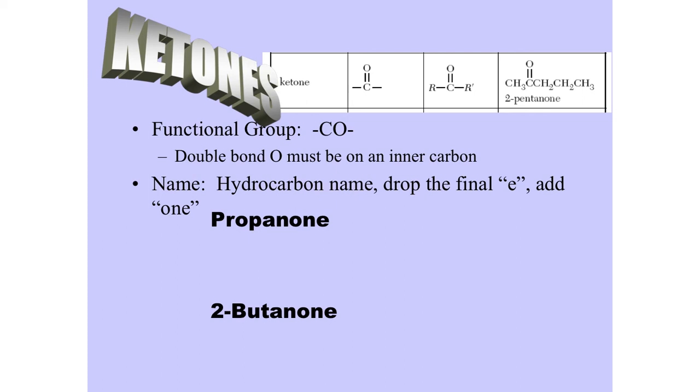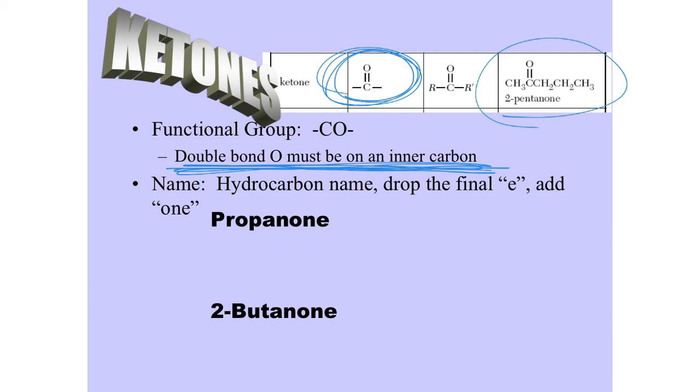All right, a ketone has the double bond O on an inside carbon. So our smallest ketone that we have is 3 carbons. So the double bond O has to go on an inside. If it goes on the outside, it would be followed by the H, then it would be an aldehyde. In order to name it, you follow that example there. 2-pentanone. So you name it like normal, drop the final E, and add -one for ketone.